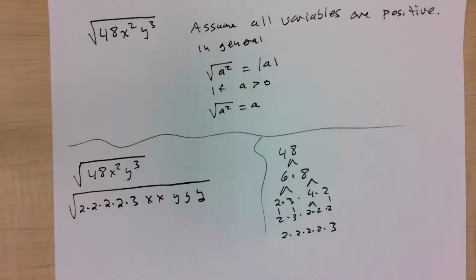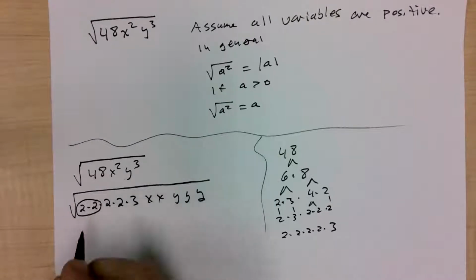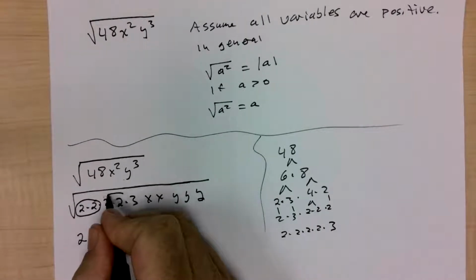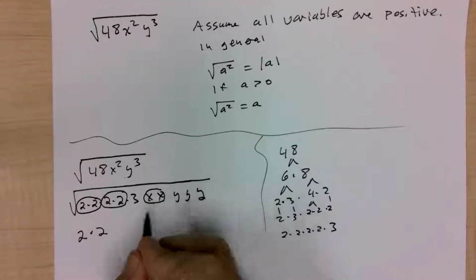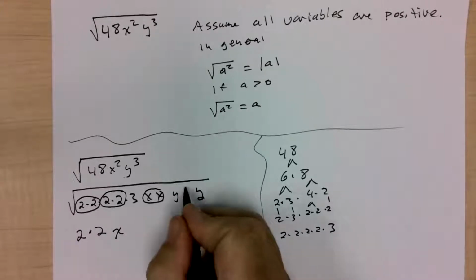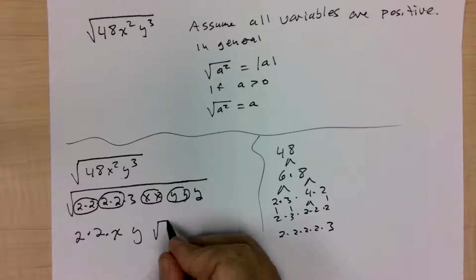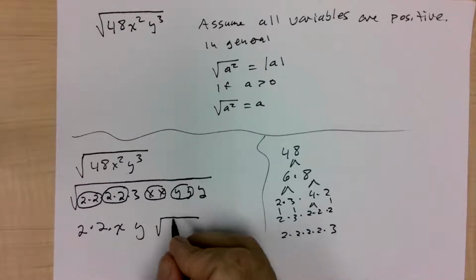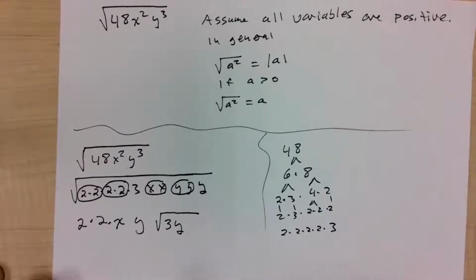Now to simplify this radical, we need pairs. We're going to examine pairs. I have a pair of 2's. That comes out. I have a pair of 2's. That comes out. I have a pair of x's. That comes out as long as it's positive. I have a pair of y's. That comes out. What is left in the radical is 3y. Everything else has been extracted. So I get 2 times 2, or 4xy, times the square root of 3y is how we would simplify that square root.